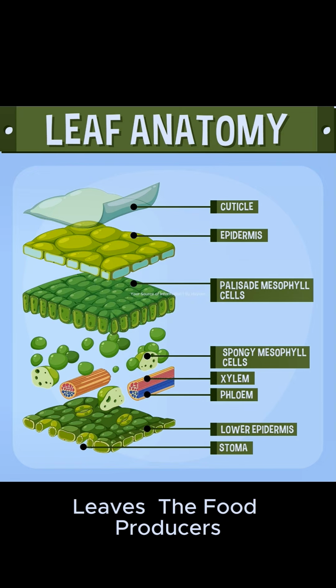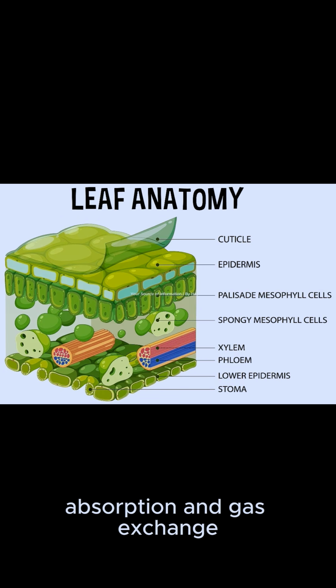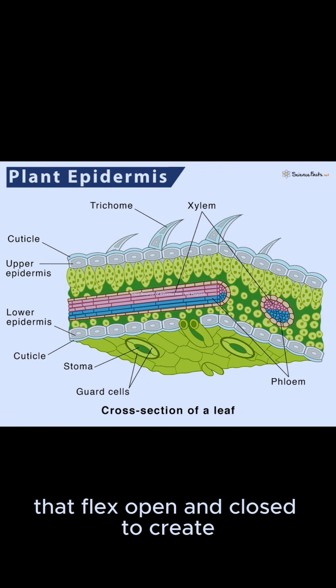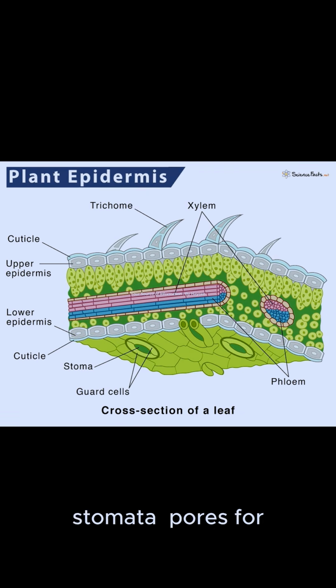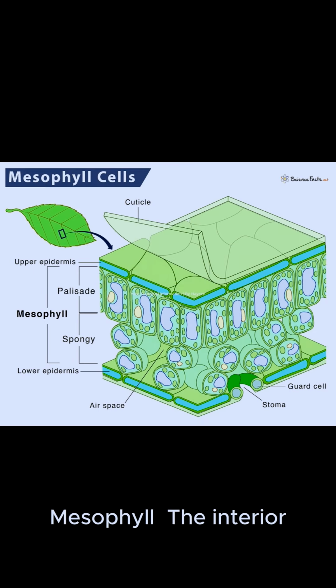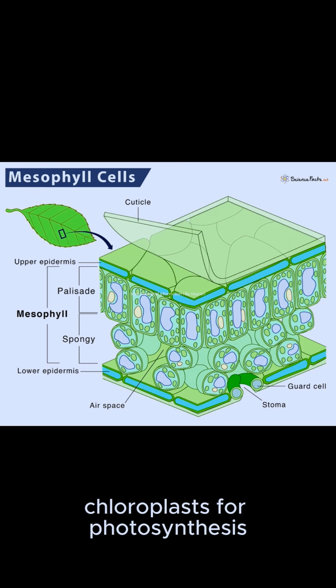Leaves, the food producers. Leaves are highly specialized for light absorption and gas exchange. Epidermis, the outer protective layer featuring guard cells that flex open and closed to create stomatal pores for taking in carbon dioxide and releasing oxygen. Mesophyll, the interior ground tissue packed with chloroplasts for photosynthesis.